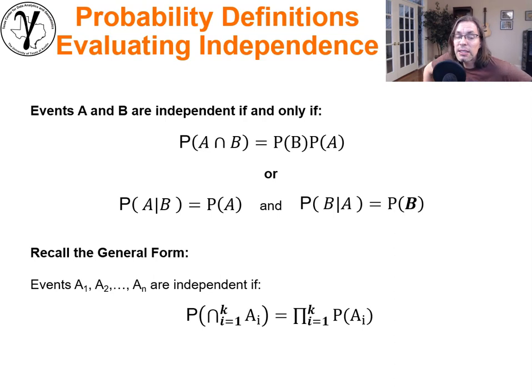Now, given that if events are independent, we can find the joint probability just by the product, we can use that as a definition of independence or even a check for independence. So if we assume independence, we expect the probability of A and B to be the probability of B times the probability of A. We expect the conditional probability of A given B to just be equal to the probability of A, and the probability of B given A to just be the probability of B. And we have the expanded general form in the case of the intersection of A1 through Ak as just being the product of all the probabilities, the marginals.